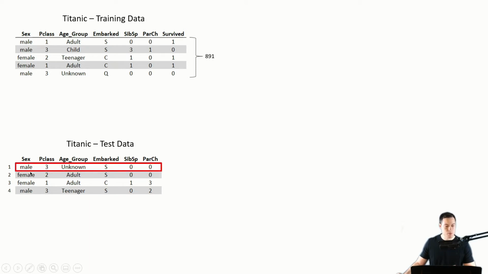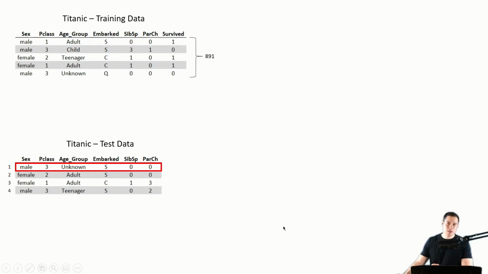So this is a male who travels in third class. The age is unknown. He embarked at Southampton, and he traveled with 0 siblings or spouses and 0 parents or children. And the question that we now want to answer is, given that the passenger has these particular values here, did that passenger survive or did that passenger not survive? And so now let's think about how we could go about answering that question.